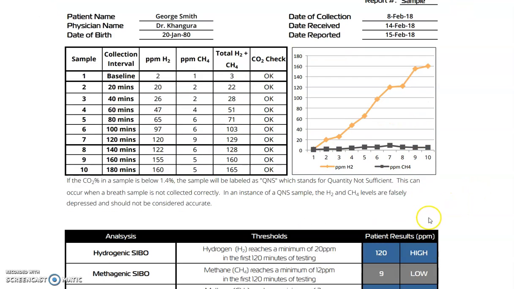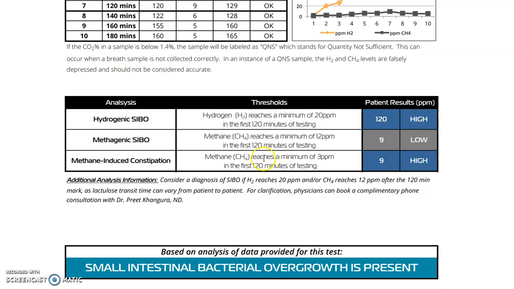So that brings us down to our results. Now, in the regular population, we're all going to have hydrogen in our breath.